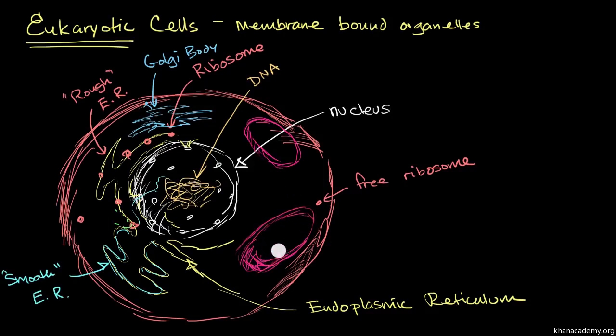But mitochondria, let's see if we could see inside of this. This is where your ATP is produced. This is your mitochondria. It's really the powerhouse of the cell.